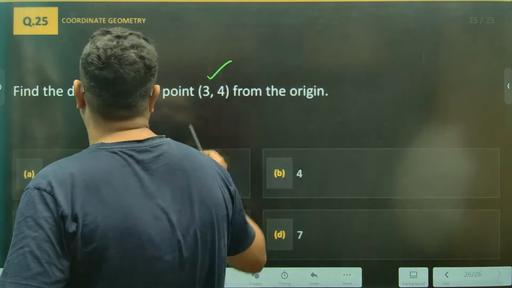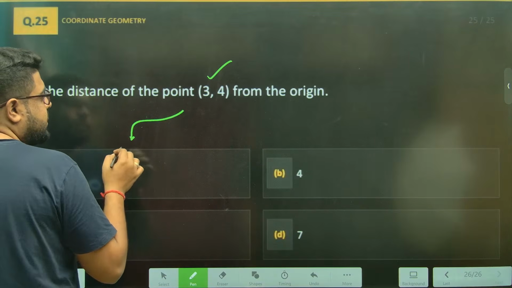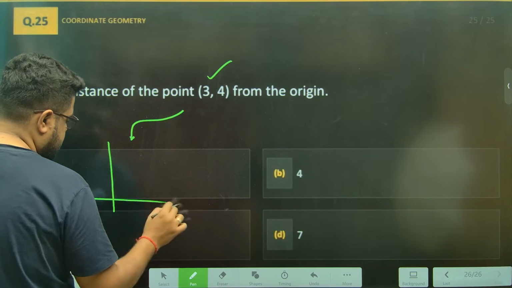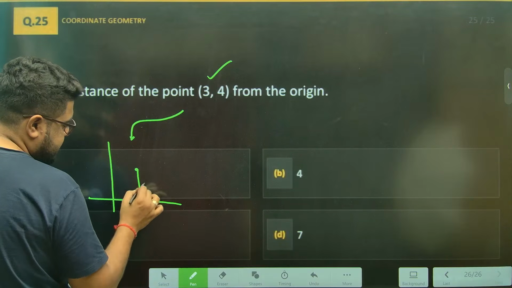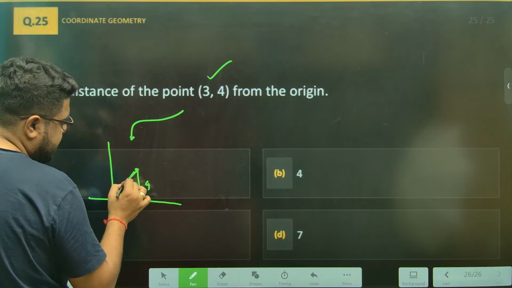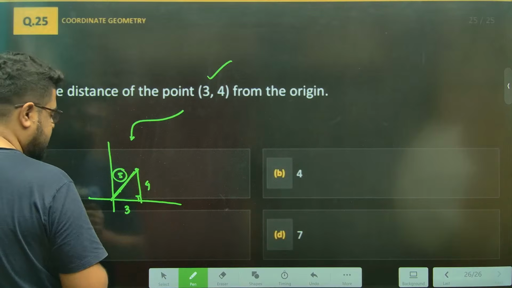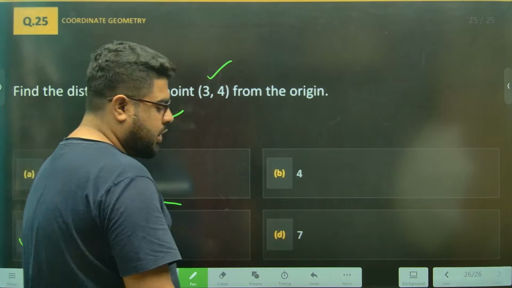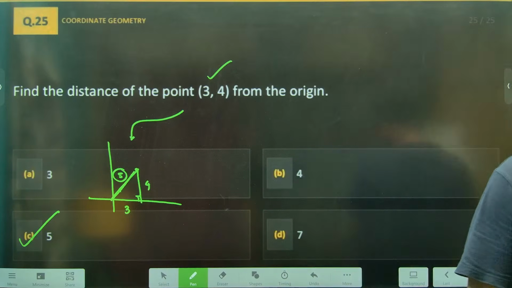Distance of this point from the origin. So distance from origin will always be, just think 3, 4. So 3, 4 meaning this is 3, this is 4. So distance will be this distance. I know 3, 4, 5 is a Pythagorean triplet. So it must be 5, which is option number C, sir. Very clearly option number C.